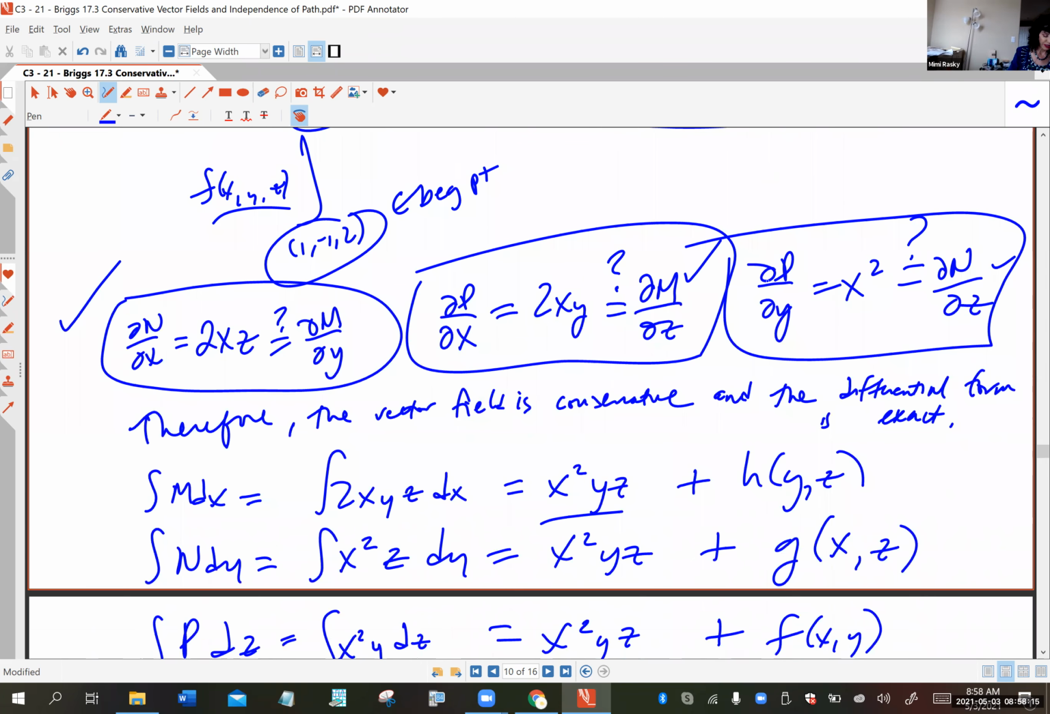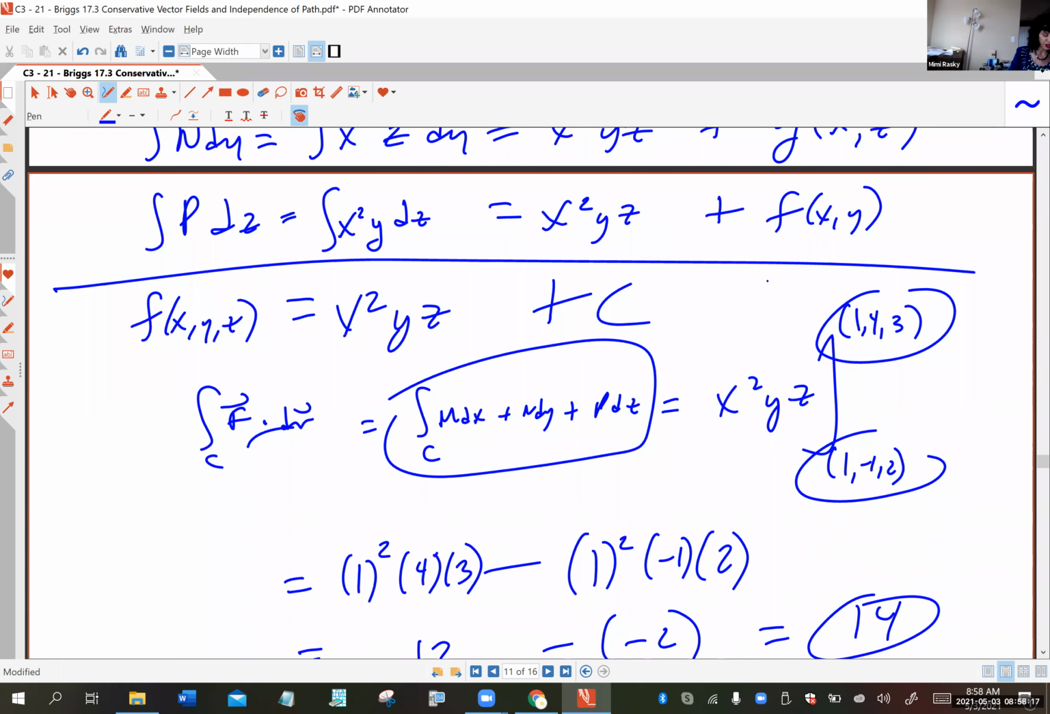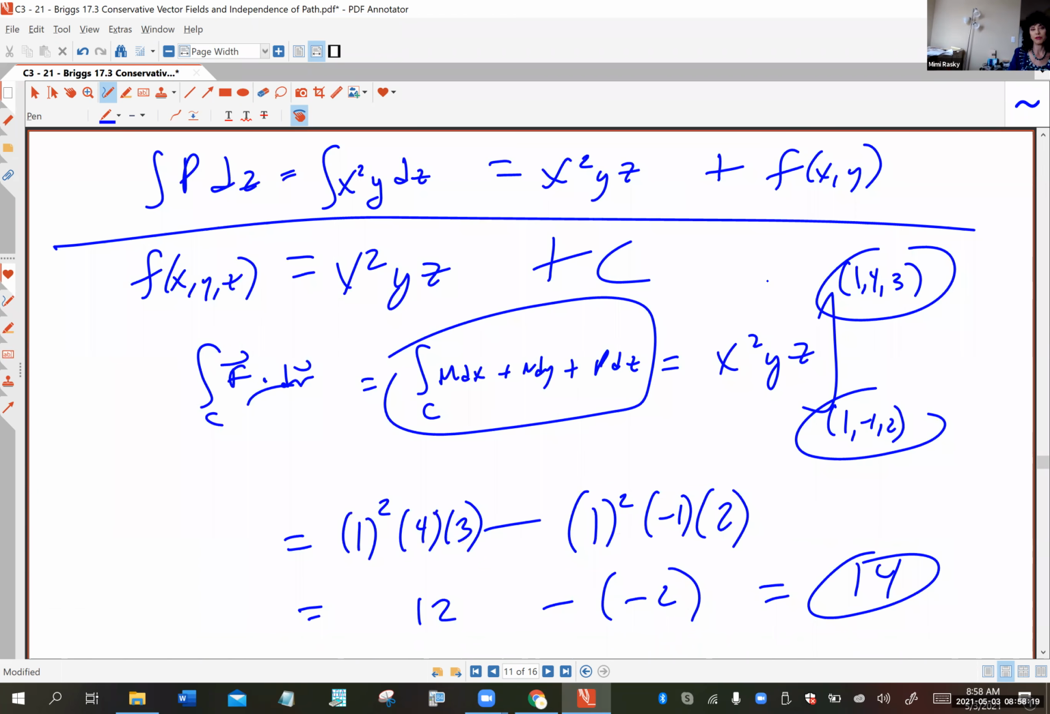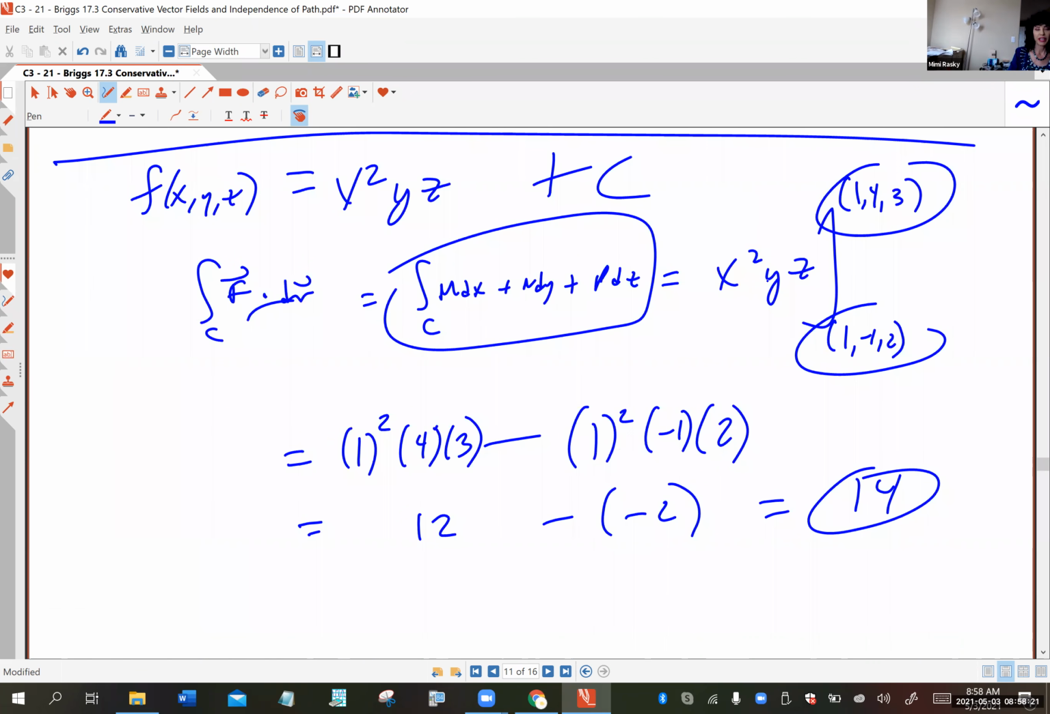So we showed it was conservative, and then we recovered the potential function and applied the fundamental theorem of line integrals. And boom, we get our answer. Okay, I'll pause. Any questions so far?